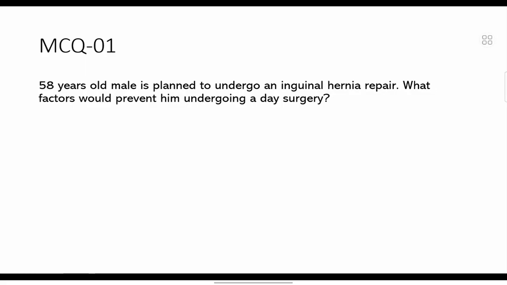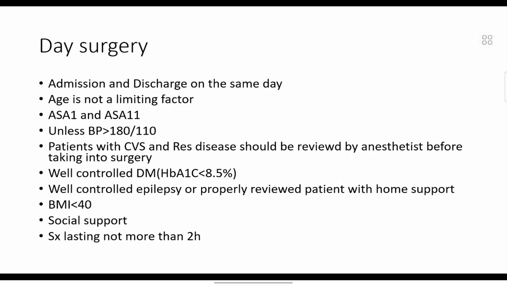So I have prepared a slide for day care surgery. Day surgery is a name given for a certain type of surgery where the admission and the discharge both happen on the same day. Like the patient gets admitted in the morning, gets the surgery done and gets discharged in the evening. So that is considered a day surgery. We have to know certain factors regarding day surgery, because they have asked in the past. I think I have seen only one MCQ. In the future, they may ask.